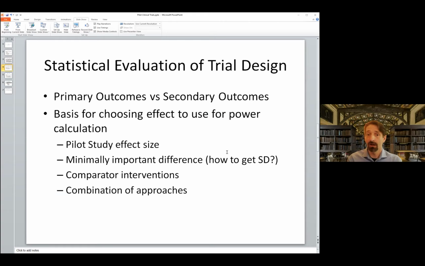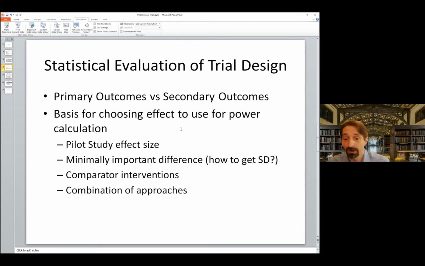Quickly moving on to the statistical evaluation of trial design. This is not evaluating pilot studies, but evaluating what strategies people use to justify the sample size for full scale clinical trials. Of course, as I mentioned, we always need to start with what our primary outcome is, and we're generally powering our study based on that primary outcome. In some cases, we may also perform power calculations for a secondary outcome, but that's not what's going to drive our sample size to begin with.